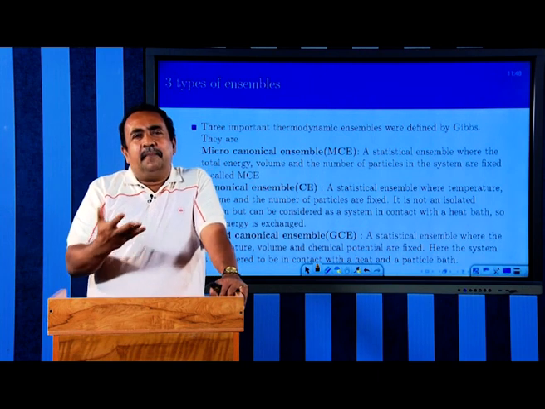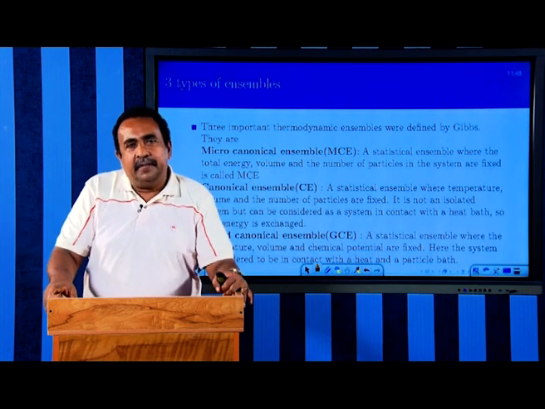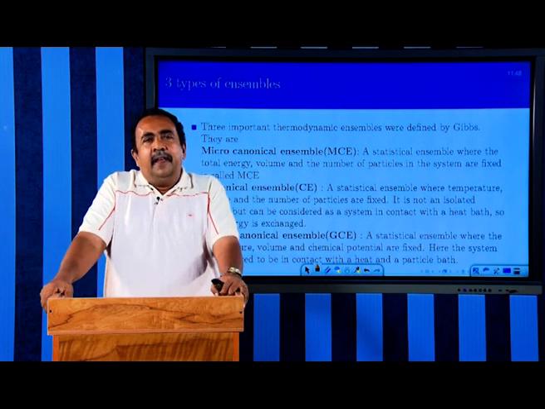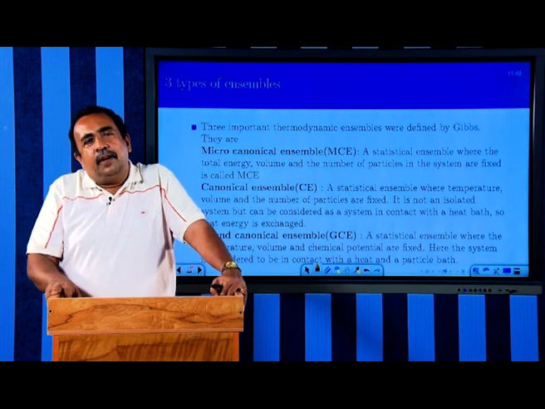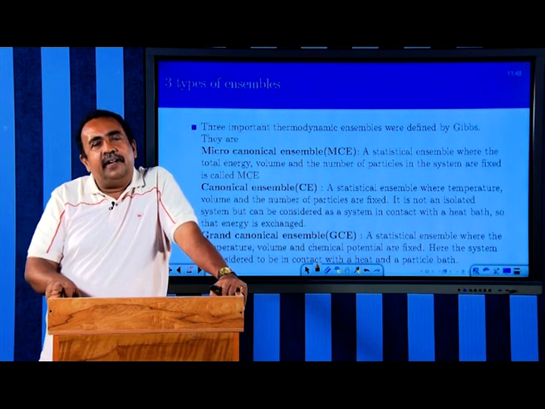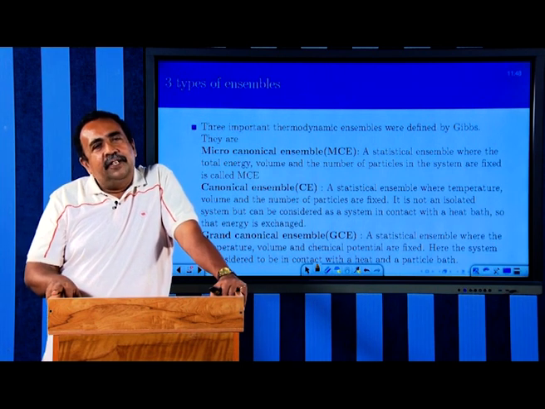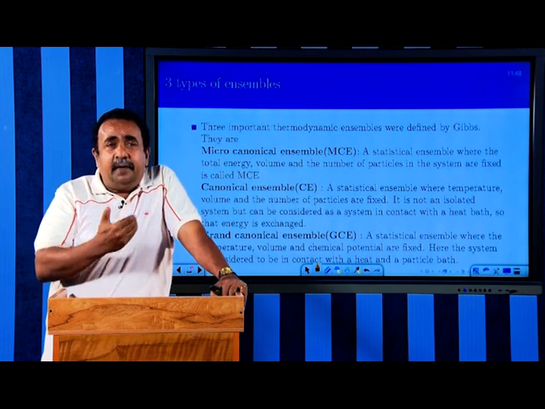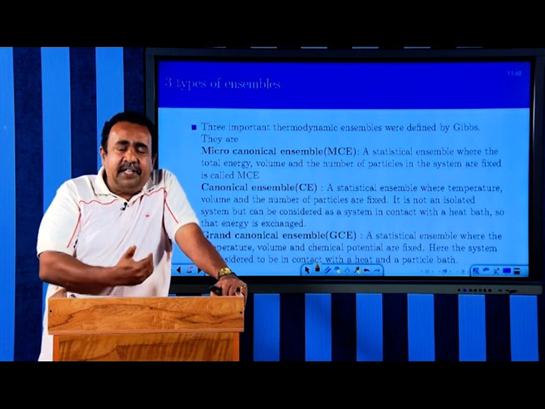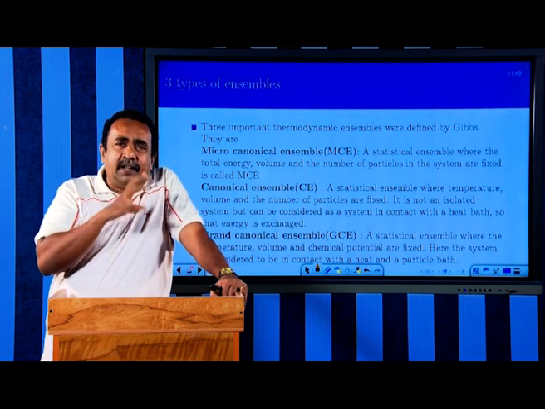Somebody will say that I prefer a cycle to travel. But if I want to travel from A to B, if A is in Kerala and B is in Australia, you will not be able to go to Australia by riding a cycle. Therefore, that is the way. Actually, all these three ensembles also have their own advantages.